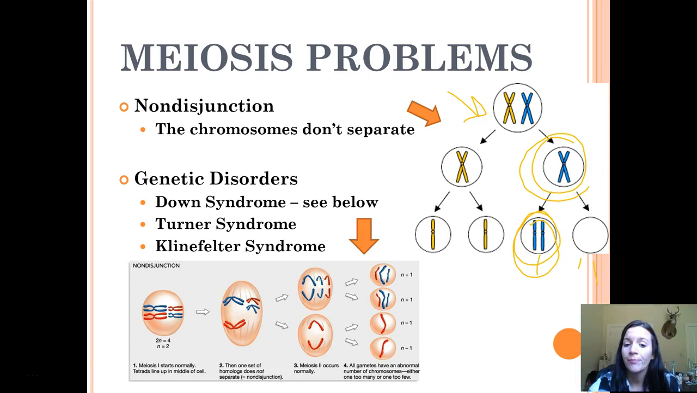As a result, you get a cell that has an extra chromosome, and that's where things like Down syndrome happen, for example. It's also shown down here some genetic disorders such as Down syndrome, Turner syndrome, Klinefelter syndrome, all result in either having N+1 or N-1, and that could be the sperm or the egg cell that is fertilized, resulting in a child with one of these disorders.